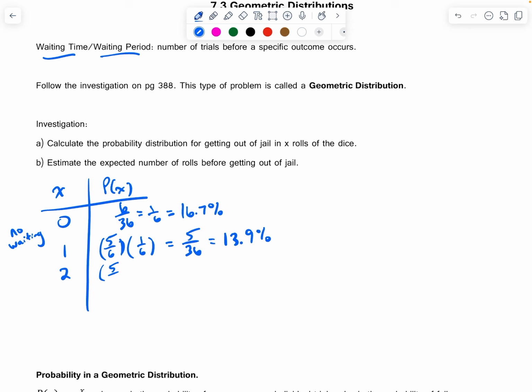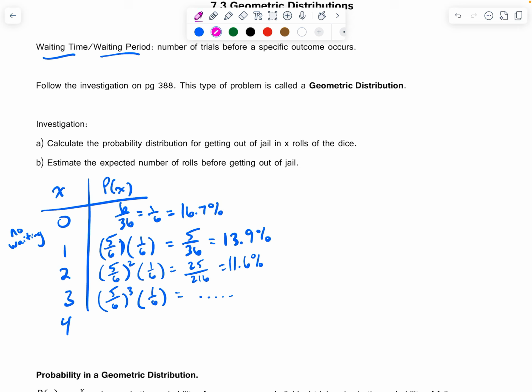That means you don't get doubles, and then you don't get it again. So it's 5 over 6 times 5 over 6. So we could just say squared times 1 over 6. And now we have 25 over 216, and 25 divided by 216 is 11.6%. So you'll notice that this number is just slowly going down bit by bit. And if we were to want to know what would happen with 3 rolls, that would mean you wait 3 rolls. So that's 5 over 6 to the power of 3 times 1 over 6. And we would just continue this process.